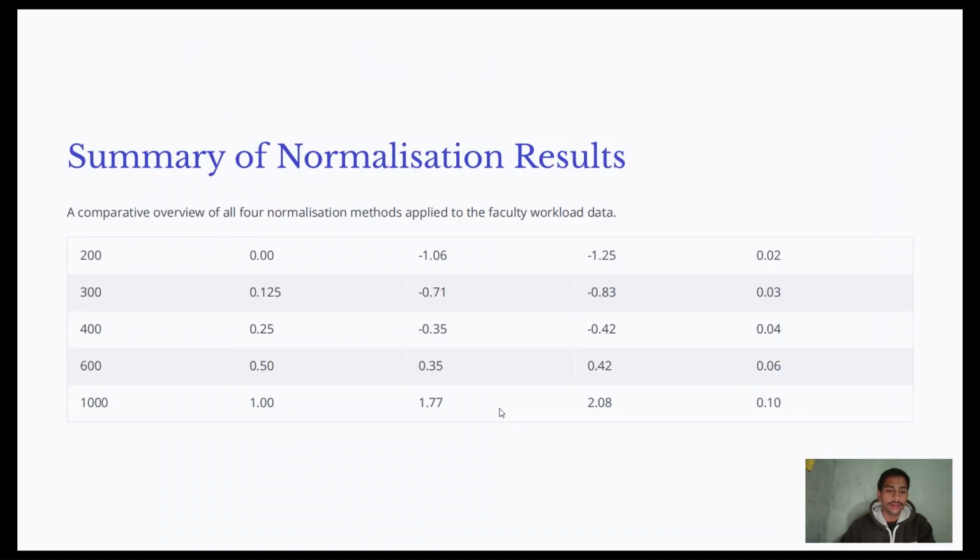Summary for normalization. Min-max gives us a neat 0 to 1 range. Z-scores center the data around 0. Decimal scaling: the fourth column simply moves the decimal point to ensure all values are less than 1, dividing by 10,000 in this case, resulting in values like 0.02 and 0.10. Comparing these columns shows how the choice of technique changes the numerical representation of the same underlying data.